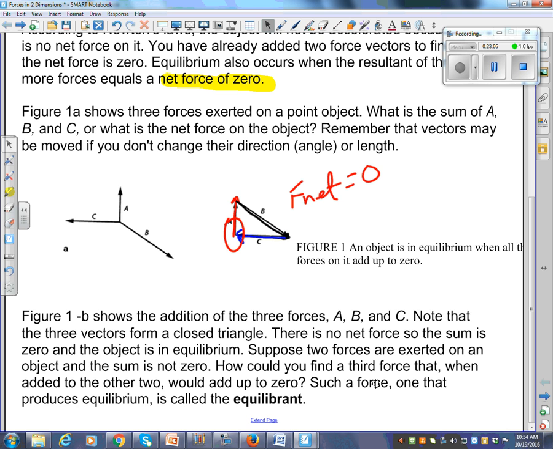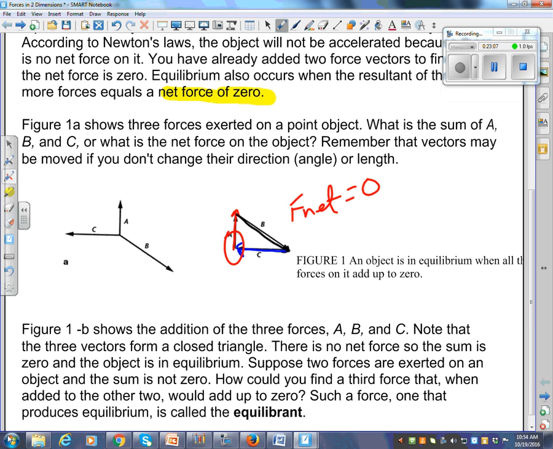Such a force, one that produces equilibrium, is called the equilibrant. What if I just had A and B? Then C is known as the equilibrant. It's the last force that puts it into equilibrium.